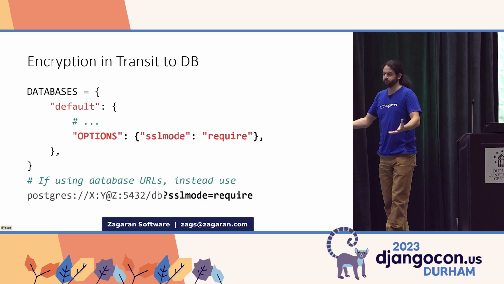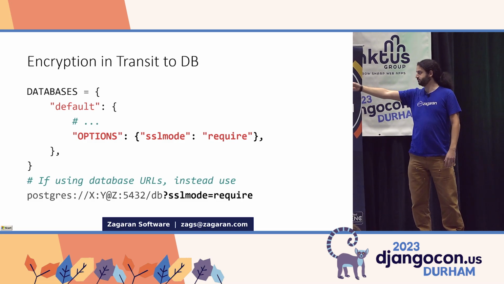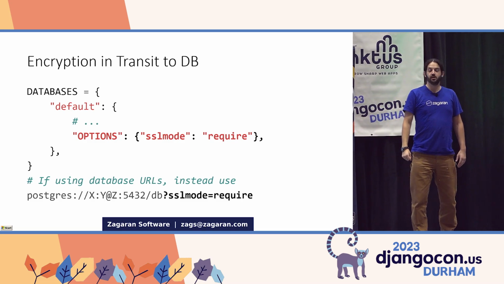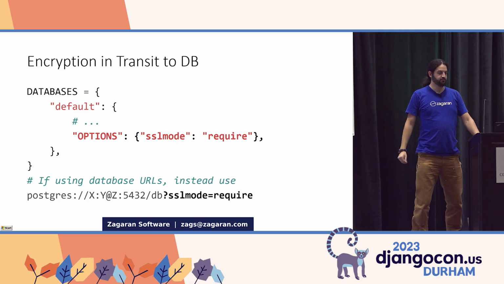So we said encryption at rest. How about in transit? You just tell Django, please use SSL. So this is for Postgres. You can either say SSL mode require, in your database options, or in the database URL, depending on how you're configuring it.